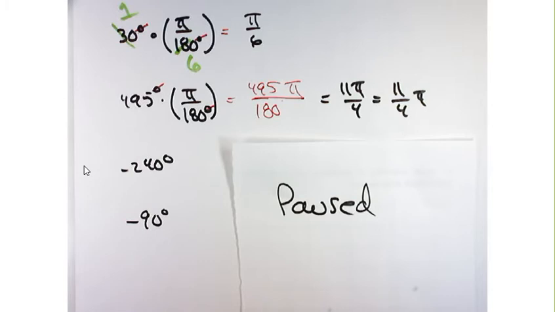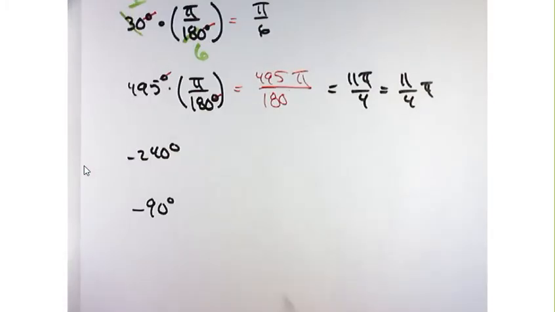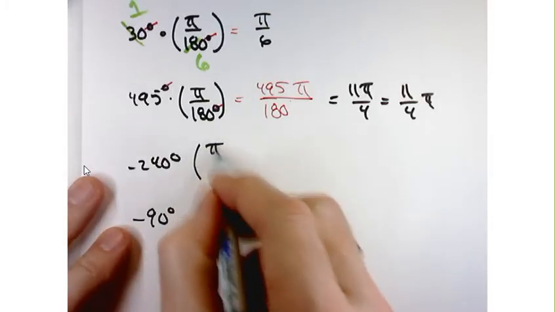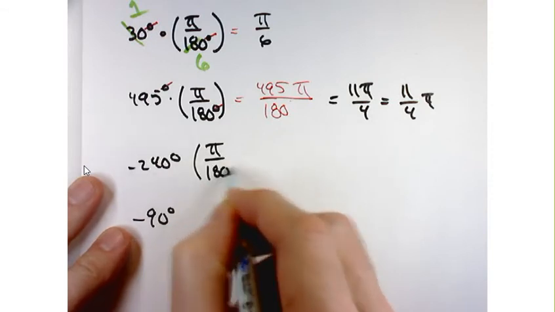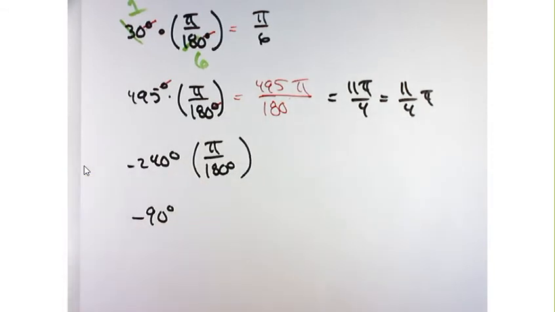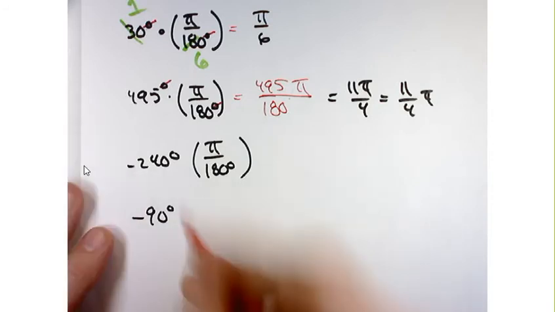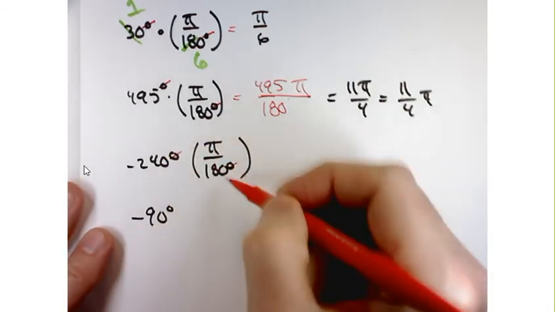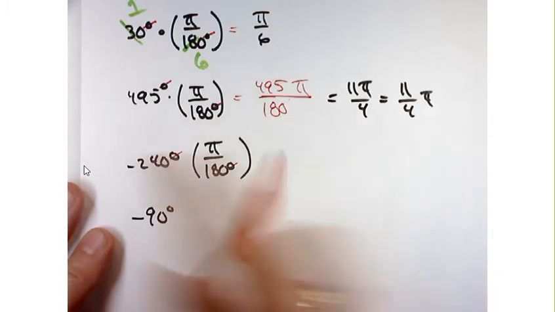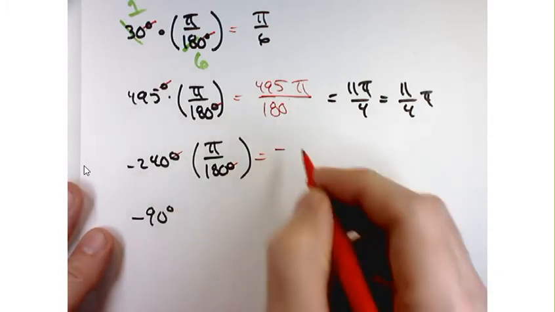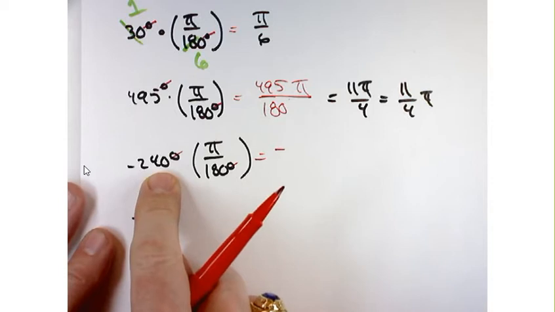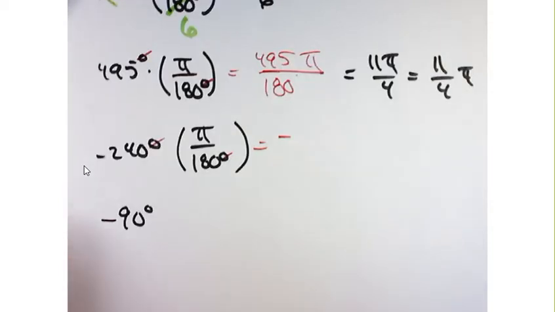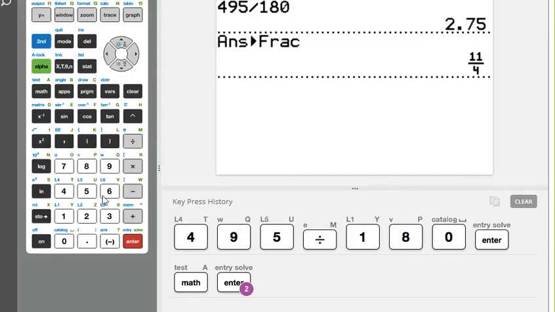So kind of like some of these other ones, we want to multiply by pi over 180. Units of degrees will cancel itself out. 240 over 180. And don't forget the negative sign. So it's going to be negative. Does anyone know a big number that goes into both 240 and 180? It'd be 60. But if you don't know that, that's okay.